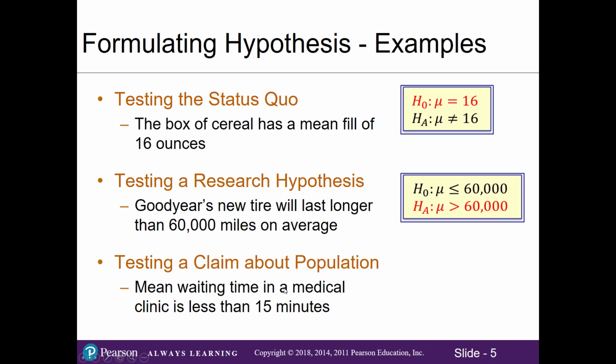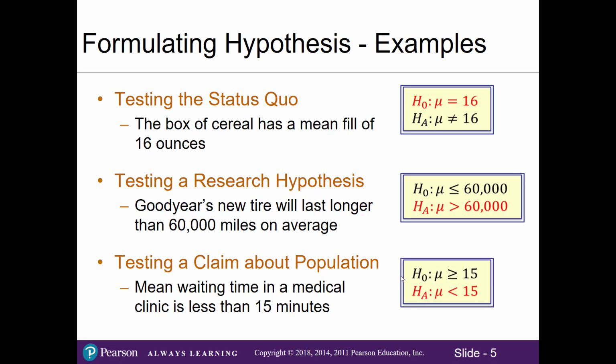Other times, companies want to test a claim. In our textbook, to be consistent, if the stated claim includes the equality in our story, it's going to be the null hypothesis. If it doesn't include the equality sign in the story, then it's going to be the alternative hypothesis.